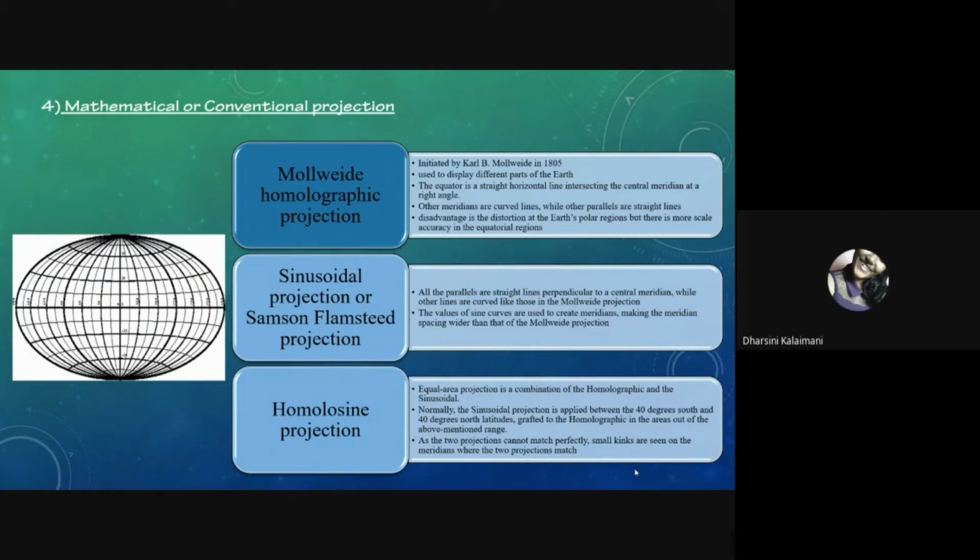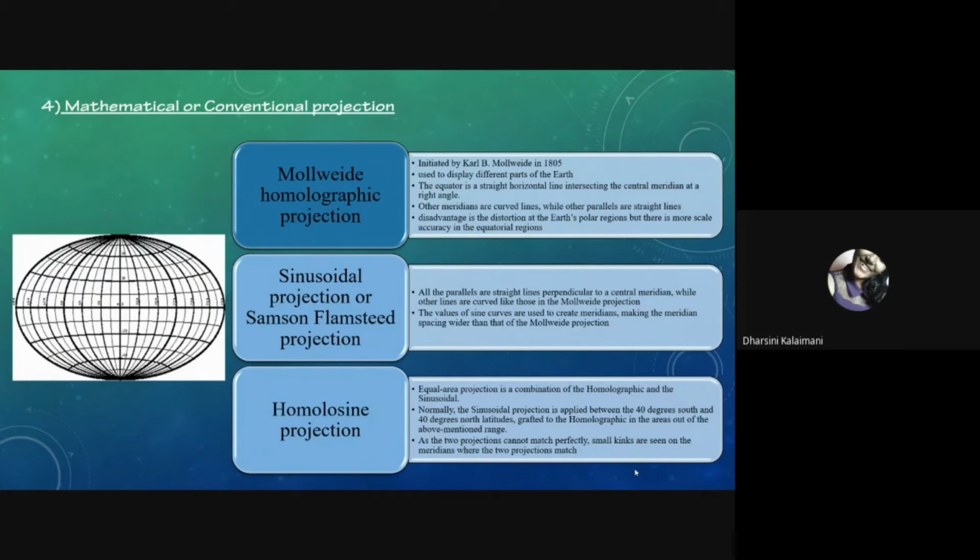Second is sinusoidal projection or Sanson-Flamsteed projection. All the parallels are straight lines perpendicular to a central meridian, while other lines are curved like those in the Mollweide projection. The values of the sine curve are used to create the meridians, making the meridian spacing wider than that of the Mollweide projection. Third is Homolosine projection.